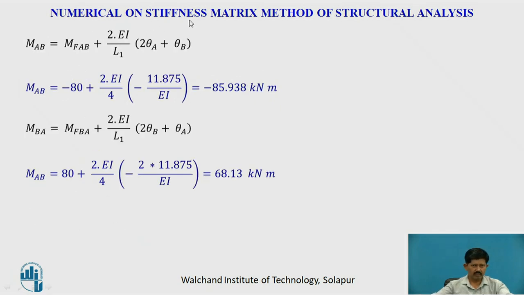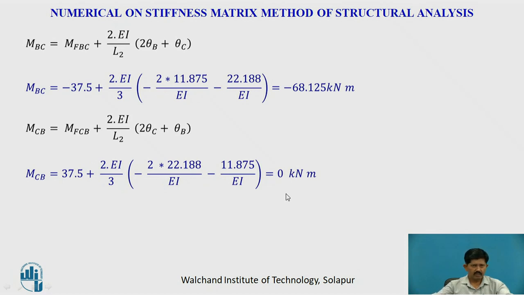Now to find the total moment, we use the slope deflection equation, and putting the values of theta A and theta B in this equation, we will get MAB is equal to minus 85.938 kilonewton meter and MBA is equal to 63.13 kilonewton meter. In the same way, for the second span, putting the values of theta B and theta C, MBC is equal to minus 68.125 kilonewton meter and MCB is equal to 0.